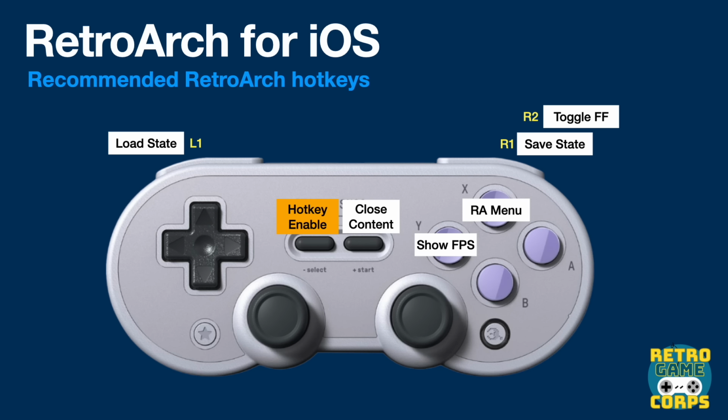These are going to be quick menu shortcuts that you can do without having to get back into the menu. Here's a little diagram I've made of all the most important hotkeys for me. The most important button will be your hotkey enable button. That's going to be select. After that, all the other buttons are going to function when you're pressing the hotkey enable button.